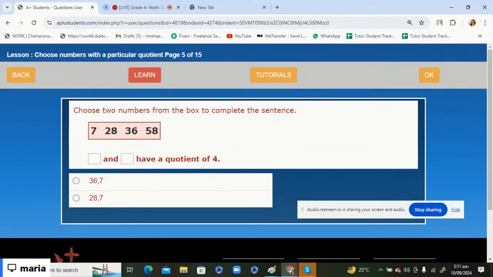Okay, tell me the answer of this one. Everyone solve it and then tell me. Choose two numbers from the box to complete the sentence: 7, 28, 36, 58. Which two numbers have a quotient of 4? 36 and 7, or 28 and 7?